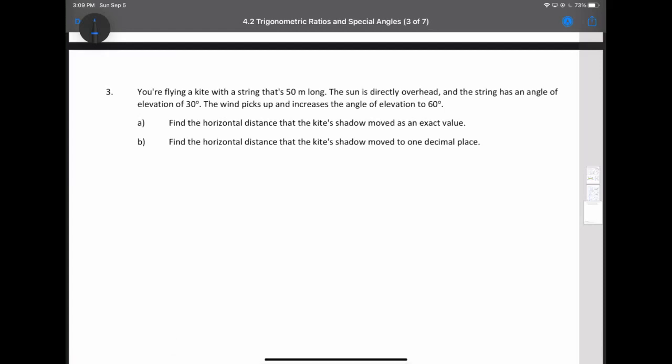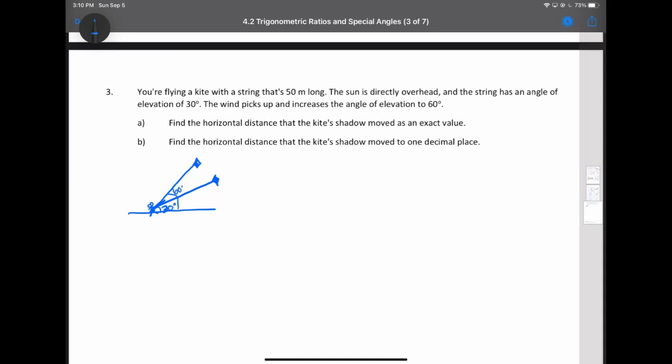Okay, so what that means is you're here on the ground. That doesn't look like you. This looks like you. You're a stick person. You're flying the kite. It is at an angle of 30 degrees above the ground. Oh, wait, that should be a kite, not a circle. And then the wind picks up and takes it up to 60 degrees. So this is 30. This is 60.